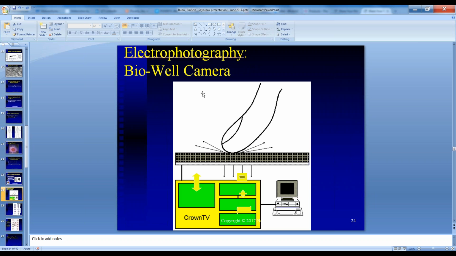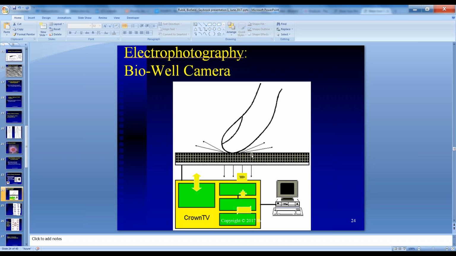So, electrophotography. This is a side view of what's going on inside that white box camera, where you put each finger in one at a time. The finger touches a charged plate. The plate is charged with about 5,000 volts, but you don't feel a shock. It's a very high impedance. What happens is that light is emitted around the fingertip, and that's called gas discharge visualization. It's known as a corona discharge in physics, and it's a well-known phenomenon.